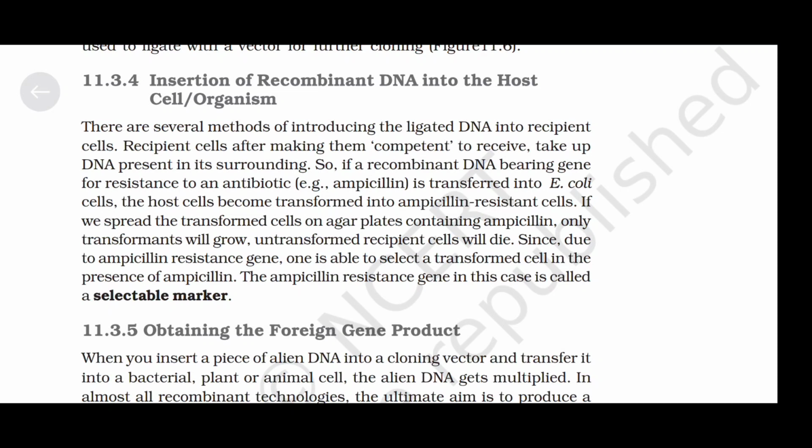If we spread the transformed cells on agar plates containing ampicillin only, transformants will grow. Untransformed recipient cells will die. Since, due to ampicillin resistant gene, one is able to select a transformed cell in the presence of ampicillin. The ampicillin resistance gene in this case is called a selectable marker.